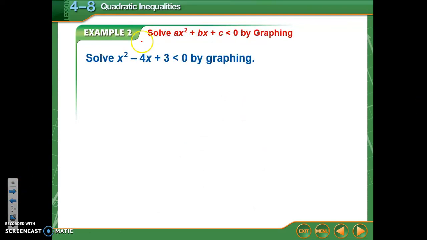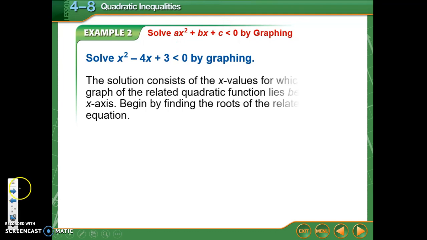Okay, now this time we're moving on from just graphing to solving. But we're going to solve by graphing. Okay, so we're going to graph, but we're asking ourselves, where does the parabola have points that are less than 0. Okay, so we have x squared minus 4x plus 3. We're asking where is that less than 0? What x values make this expression less than 0?